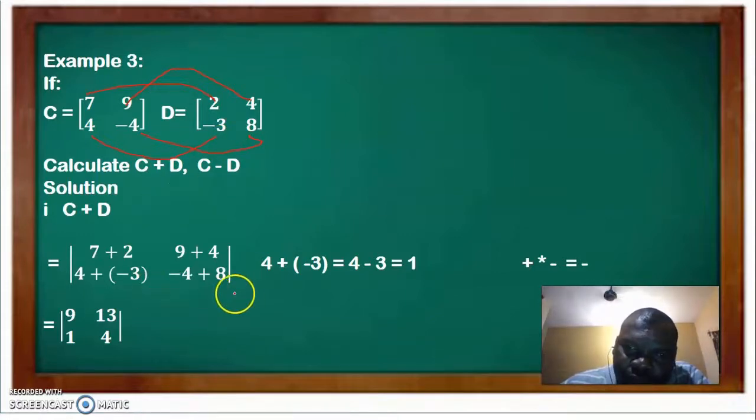So when we want to solve it, 7 plus 2 is 9, 9 plus 4 is equal to 13, then 4 plus minus 3 is equal to 4 minus 3. Plus times minus gives us minus, so 4 minus 3 is equal to 1. Then minus 4 plus 8 is equal to plus 4.